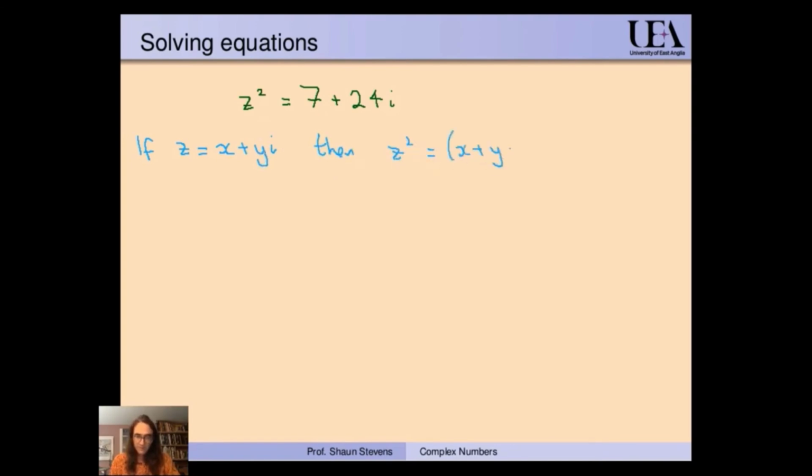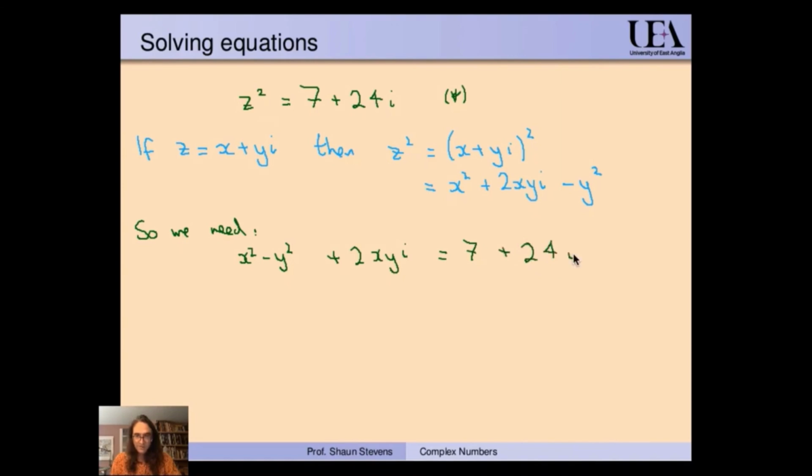Okay, so it's x plus yi all squared, which, multiplying out, is x squared plus the cross term in the middle, 2xyi, and then the term at the end, y squared times i squared, and the i squared is minus 1, so that's minus y squared. Okay, so if I substitute that back in, we need, substituting in for z squared, x squared minus y squared plus 2xyi is equal to 7 plus 24i.